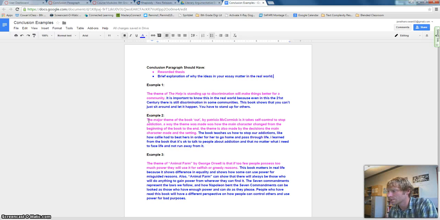Example 2 says that the major theme of the book Cut by Patricia McCormick is that it takes self-control to stop addiction. And they went over those ways that the theme was created, which is a great thing to do also. But the big idea is that it takes self-control to stop addiction.